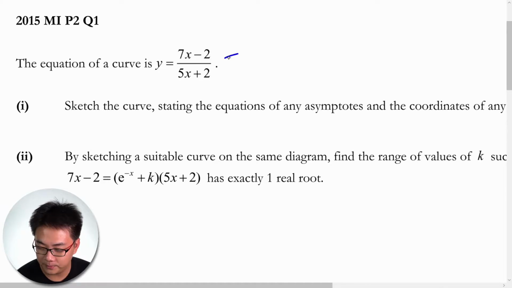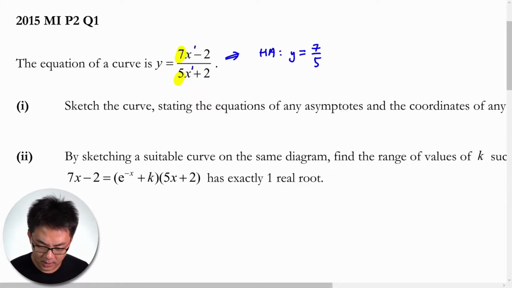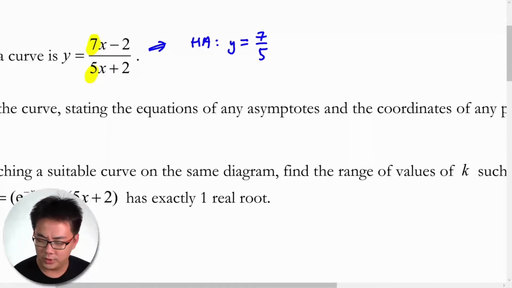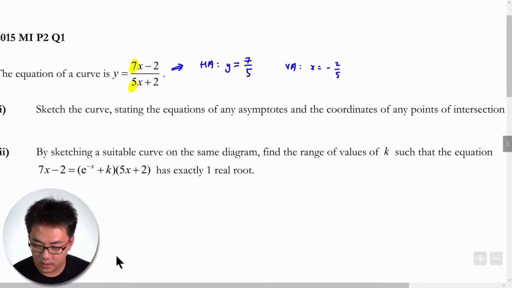So this part here, basically the horizontal asymptote is just y equals 7 over 5. You just do a long division, and you will be able to tell that it's y equals 7 over 5. Or you can just use the coefficients of x in the numerator and denominator, when the power is the same. Whereas the vertical asymptote, on the other hand, will be x equals minus 2 over 5. So once you key it into the calculator, let's look at what you will get.